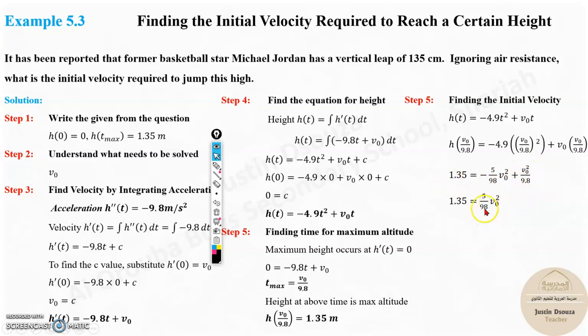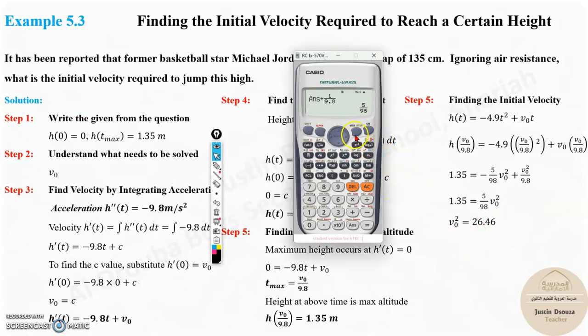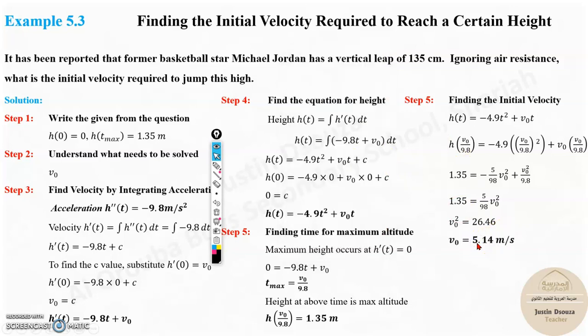Now take this to the other side, 98 to the other side, multiply by 1.35 and divide by 5. What do we do? 1.35 numerator, denominator comes to the numerator over here. So it's multiply by 98 divided by 5. The answer is 26.46. Now this is not the answer. Square root of 26.46 is the answer. That is 5.14 meter per second.